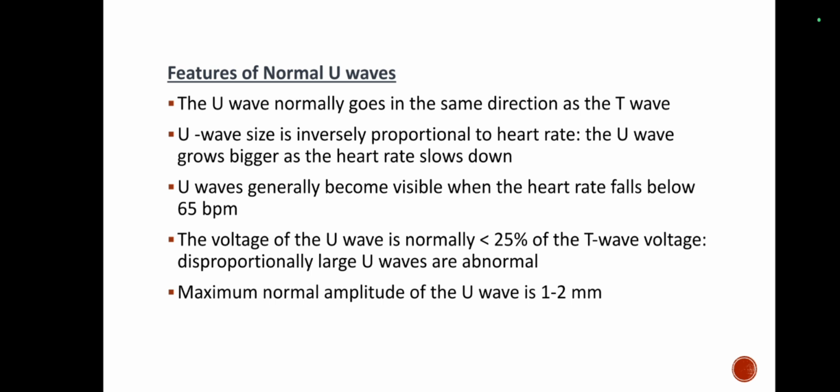Features of the normal U wave. The normal U wave goes in the same direction as the T wave. U wave size is inversely proportional to the heart rate, which means if the heart rate is slowing down, the U wave gets bigger. So the U wave generally becomes visible when the heart rate falls below 65 beats per minute. The voltage of the U wave is normally less than 25% of the T wave voltage. Disproportionately larger U waves are abnormal. Maximum normal amplitude of a U wave is 1 or 2 mm. That's all about the normal ECG waves.